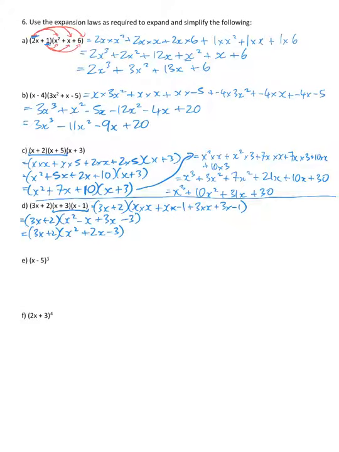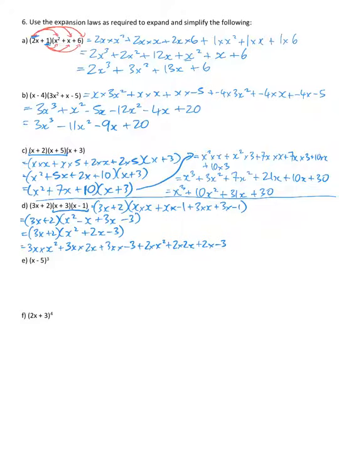So now we can times the terms in the first set of brackets with those in the second set of brackets. So it's going to be 3x times by the x squared in the second set, plus 3x times by the 2x in the second set, plus 3x times by the -3 in the second set, plus 2 in the first set times by x squared, plus 2 times by 2x, plus 2 times by -3.